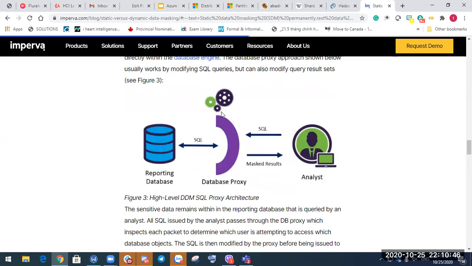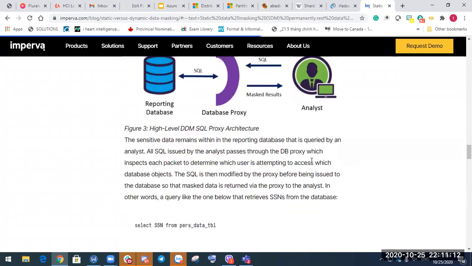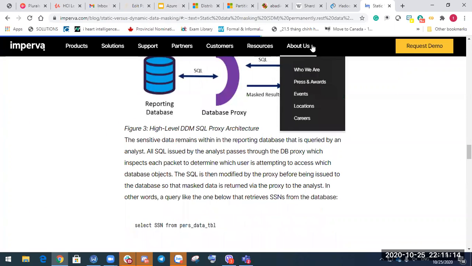And here is another example where you have the report database and you have the data proxies. The data here is not changed at all, but through this proxy, all of the sensitive data is masked. And once it reaches the analyst, they will never know your social security number, your date of birth, your name, anything like that. So these are the two concepts of information protection.